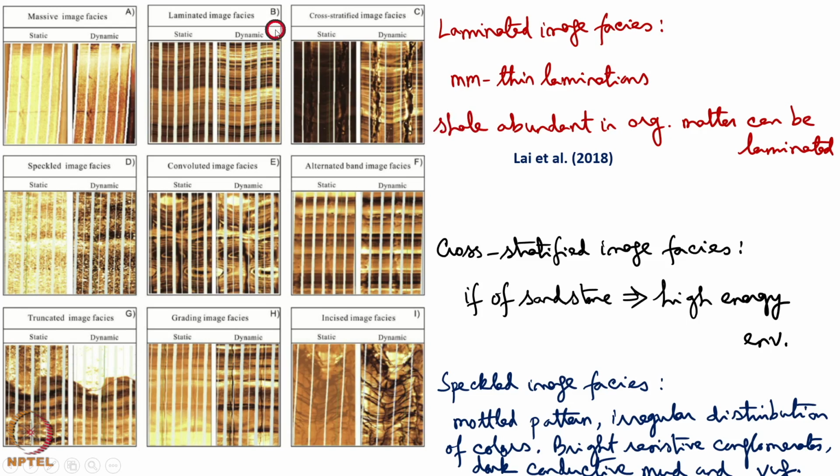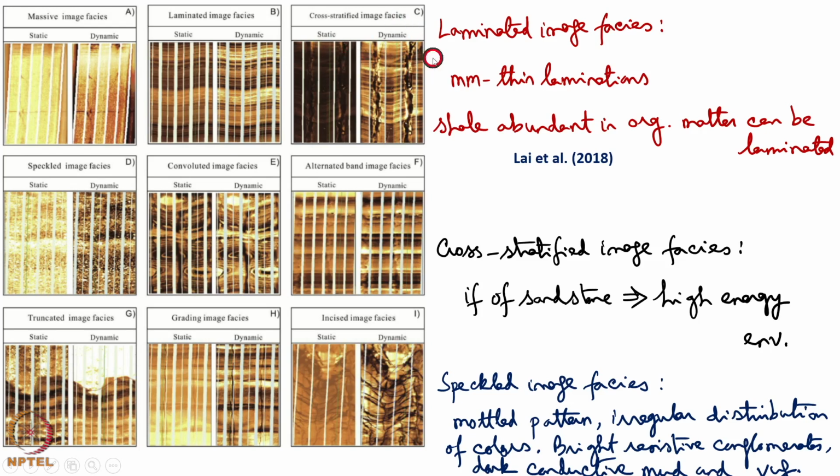We now look into the cross stratified image facies, and here what is the difference between the laminated image facies and the cross stratified image facies? First of all, the static image is dark, so it needed interpretation, so it needed improvements. In the dynamic image, we are finding the curviplanar lines, and note that these curviplanar lines, the white bands particularly, are thicker, whereas in the laminated image facies they are much thinner. This is one difference.